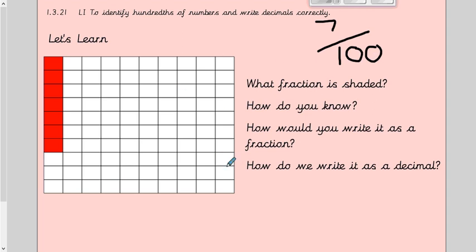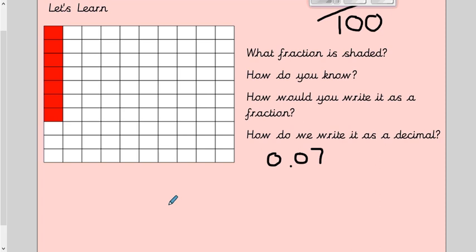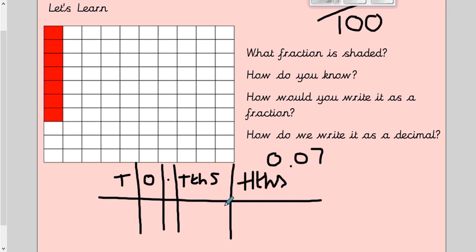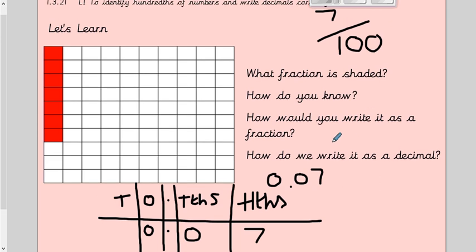Now how do we write that as a decimal? As a decimal, 7 hundredths is like that. If you think about a place value grid where you have your tens and then your ones and then the decimal point, and then that's when we have our tenths, which we looked at last week. So you have tens, ones, tenths, and then hundredths. So 0.07, there'd be 0 ones, 0 tenths, and then 7 hundredths. So that would be it as a decimal.